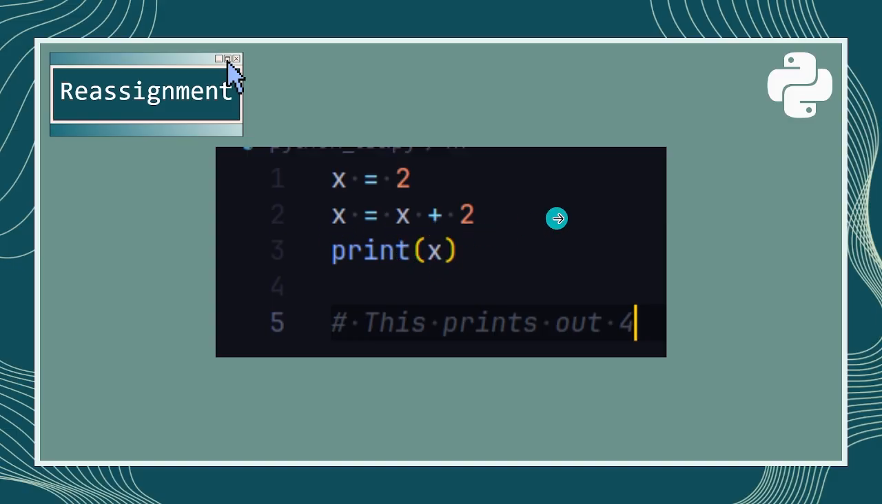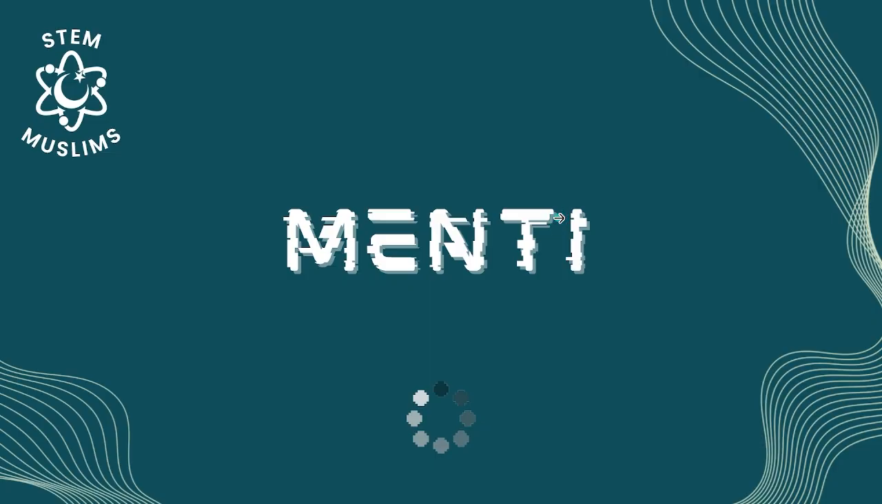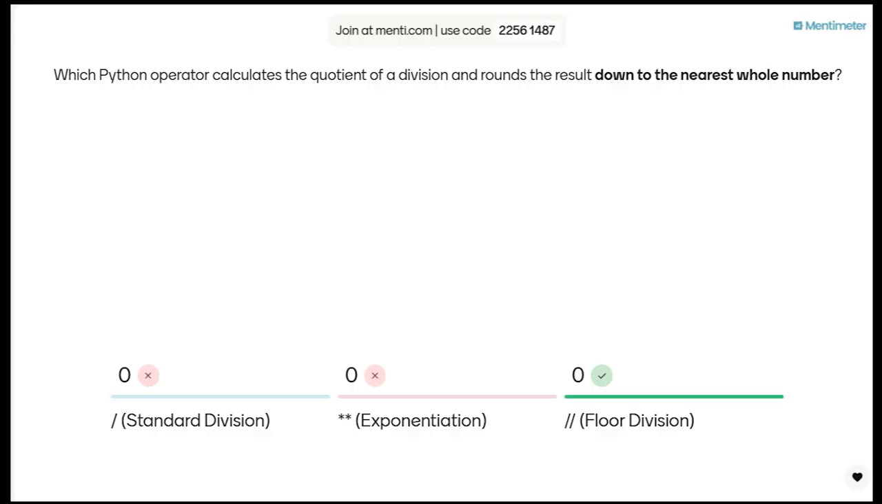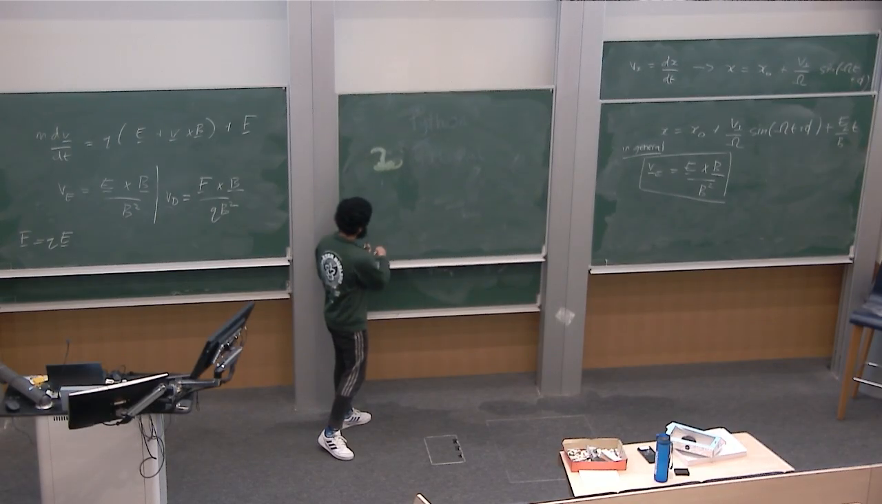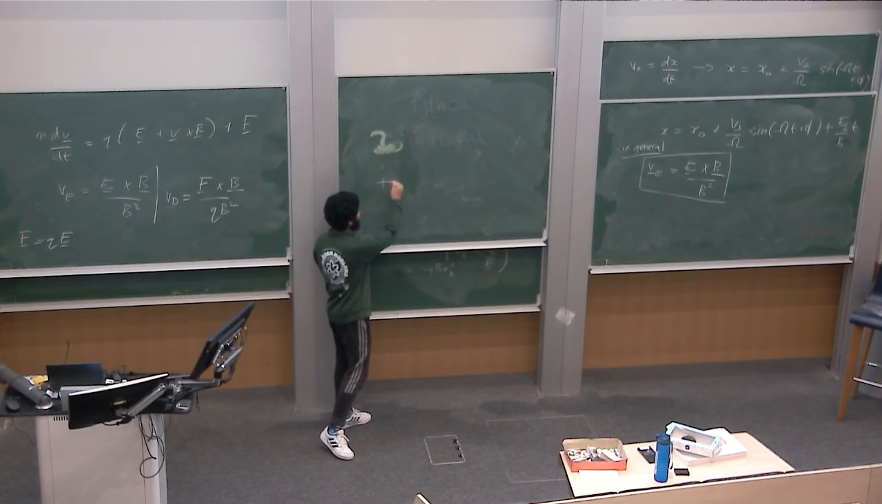Okay, now we're going to switch over to a Menti. Okay, about half of you got this one. So first of all, we have 3 different operators here, okay? Plus is an operator, minus is an operator, divide, this is an operator as well, times is an operator as well.